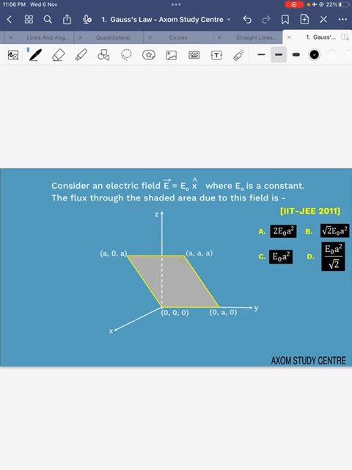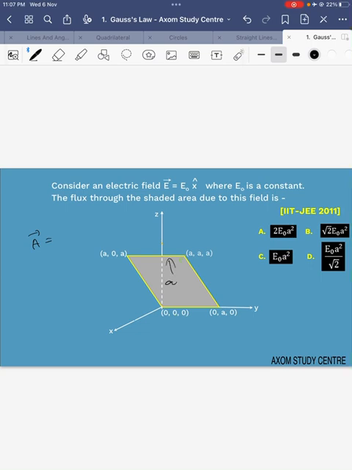Now the next problem, we are asking the flux through the shaded area due to this field. Now here the area vector will no longer be along a particular direction like x or y or z, because it is at some angle. You have to calculate that angle. Now the sides are given as a. If a is the side given, then what is the area? These sides you have to calculate.